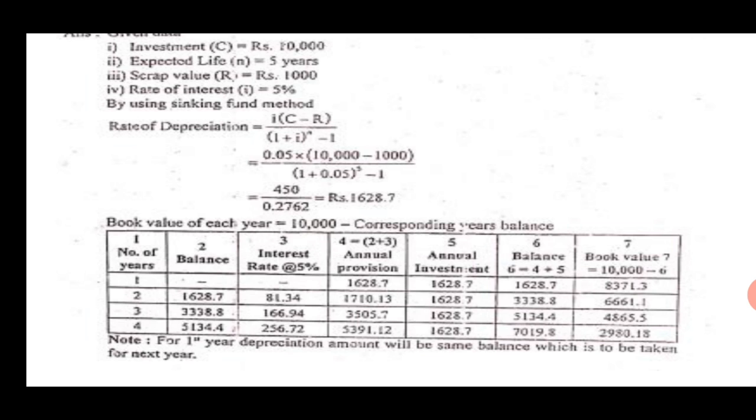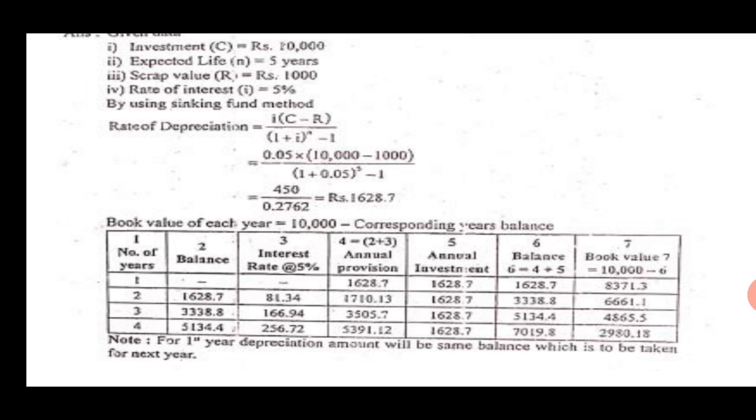So 3338 into 0.05, that is 166 rupees. If you add, it will become 3,505. This is the annual provision. And again, the annual investment for depreciation is 1628. So adding this to it becomes 5,134 rupees at the end of the third year, and the book value will be 10,000 rupees minus 5134, that is 4,865 rupees.